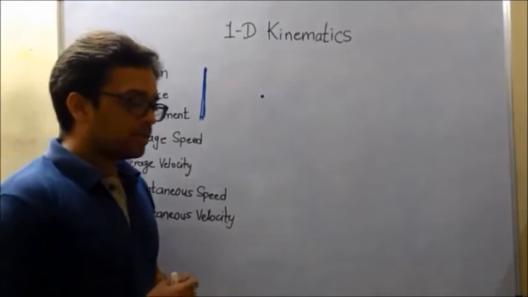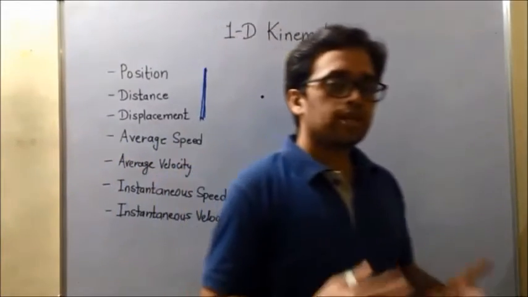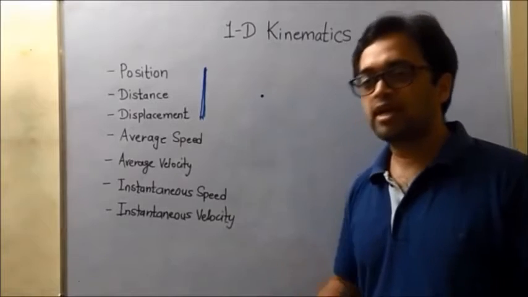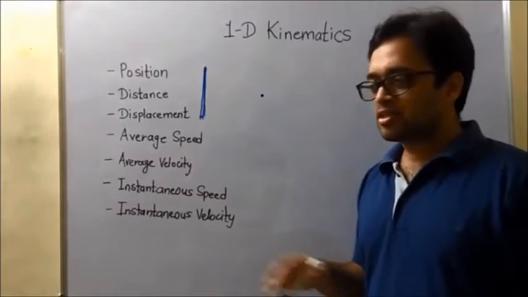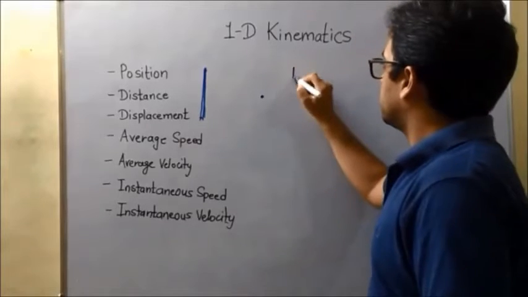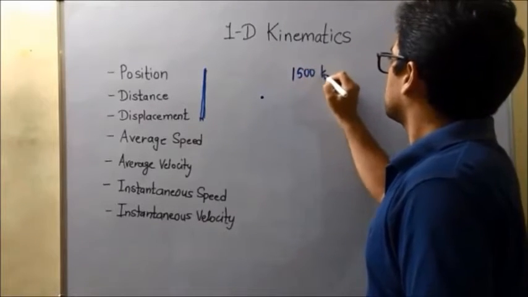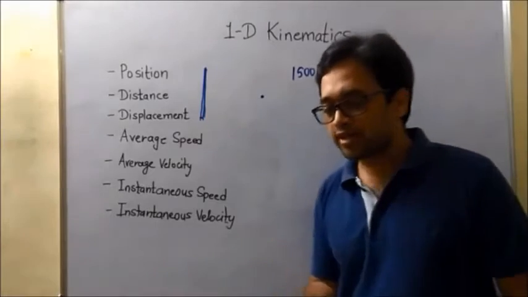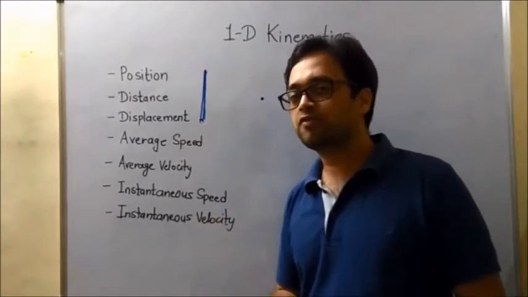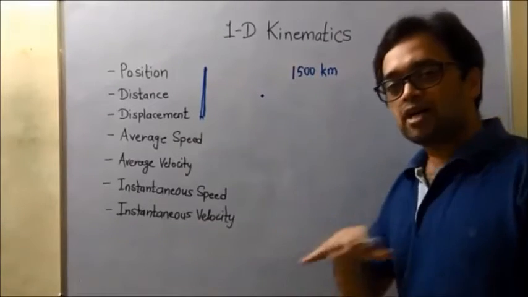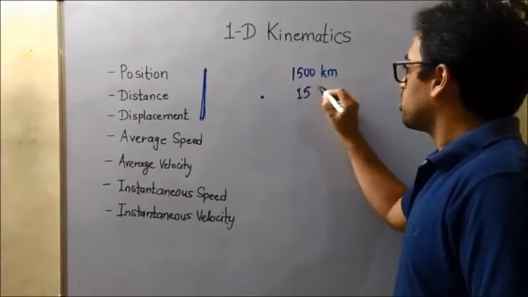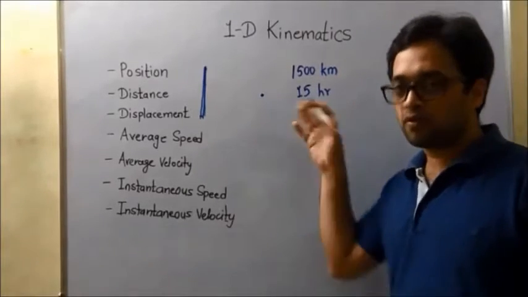Another example that I can give you is the motion of a train. Let us say it's a Duronto or Rajdhani train that starts from Mumbai and goes to New Delhi. The approximate distance between Mumbai and New Delhi is 1500 kilometers. The distance is huge, right? If you just Google it, you'll get this distance. Whereas a fast train like Duronto or Rajdhani takes around 15 hours to cover this distance.